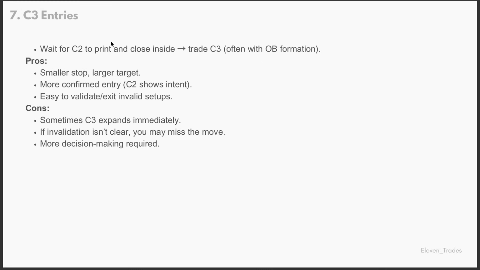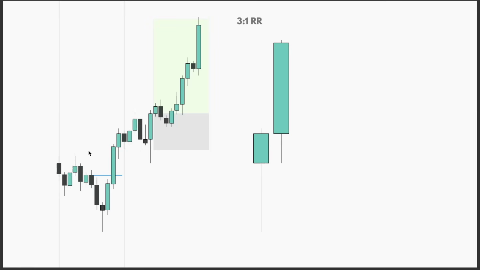The pros are you will be having smaller stop loss, large target, more confirmed entries, because the candle 2 shows its intent that it is reversed. Now the candle 3 will expand, and the cons are sometimes the candle 3 will expand directly away without forming an order block. If the validation isn't clear, you may miss the move. More decision making required. So I will show you in the next example.